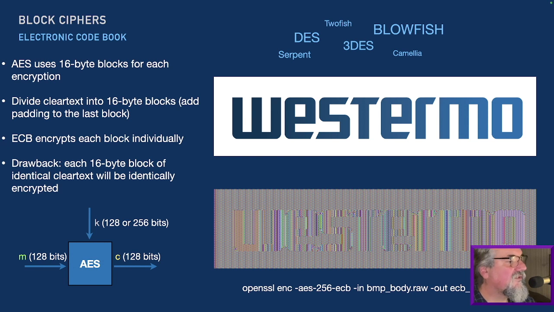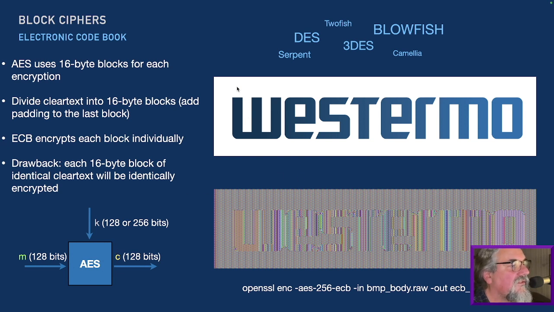Yeah, and now we come to block ciphers. Some algorithms work on blocks of, for instance, 16 bytes at a time. In AES here, you input 16 bytes, and you input a key, and you get 16 bytes of ciphertext out. And if you just do this over and over and treat every block of 16 bytes individually, you will see patterns here.